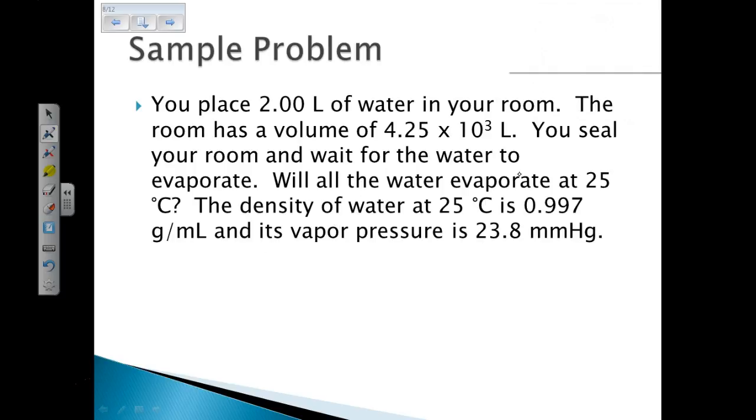And so we're going to seal up the room, and we're going to see if we're going to have the water evaporate. Okay, and so it says, is all the water going to evaporate? So this is a comparison question. When you're given a comparison question, what you want to do is calculate how much will evaporate and compare it to how much you have.